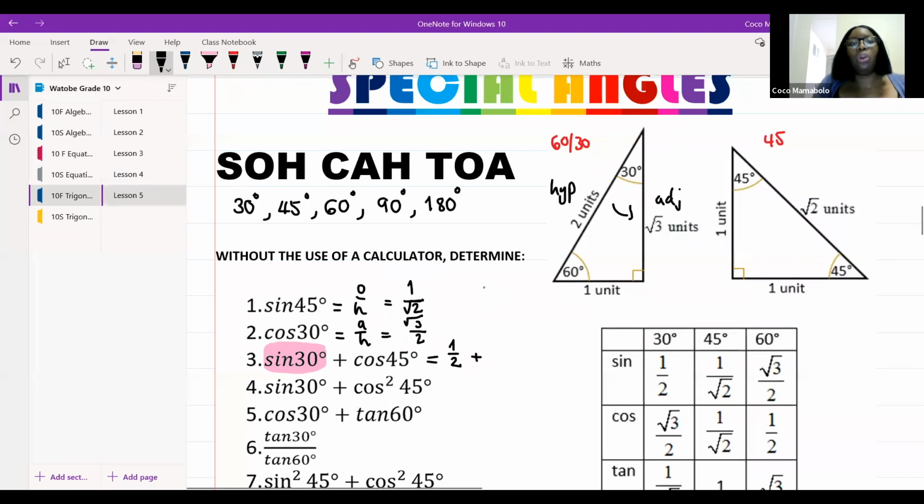Plus, what is cos of 45 degrees? Now I have to go back to my 45 triangle. That's going to be 1/√2. That's it, Mawande. I'm writing in highlighter. 1/√2. Okay, and that's how this works. We're going to pick it up from here.